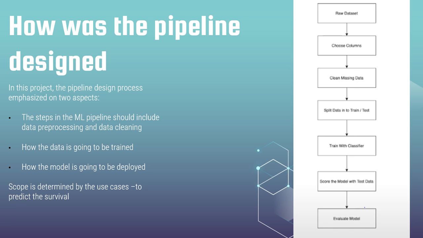So at the very beginning of my design process, I generated this figure so that I would know how my pipeline would look. You can see at the very beginning, I have the raw dataset, and I choose columns, and I clean missing data, and I split data into train and test subsets, and I train with a classifier, and I score the model with test data, and then I evaluate the model. That's basically the modules of my pipeline.